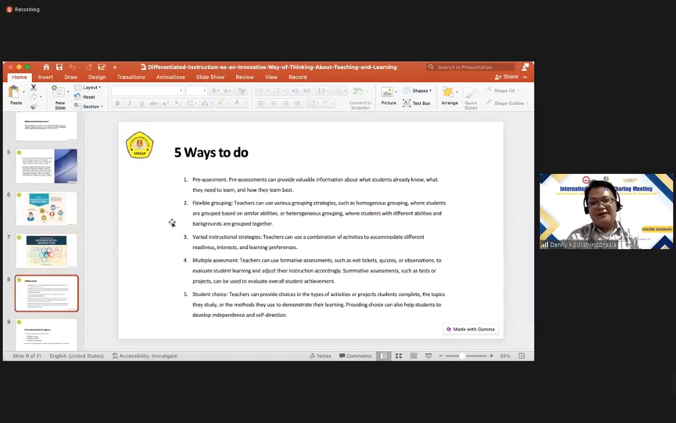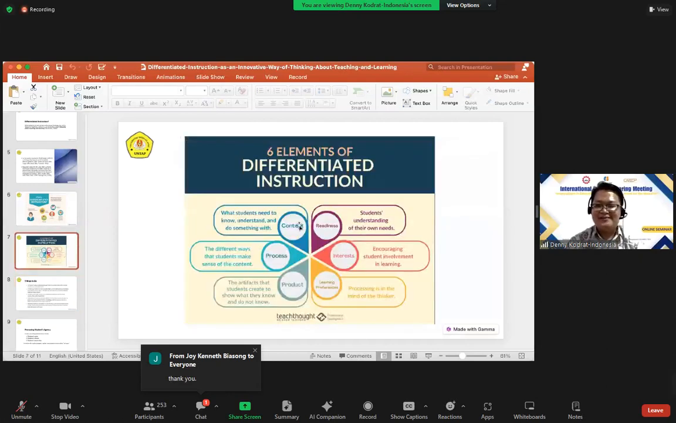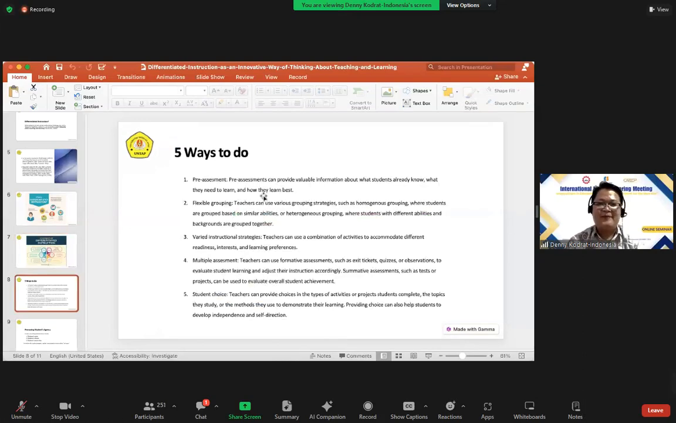There are five ways to do this by the teachers. The first is pre-assessment. In the pre-assessment, the teacher can obtain valuable information about what the students already know, what they need to learn, and how they learn best. So the teacher can get the students' readiness, interests, and learning preferences from the pre-assessment.